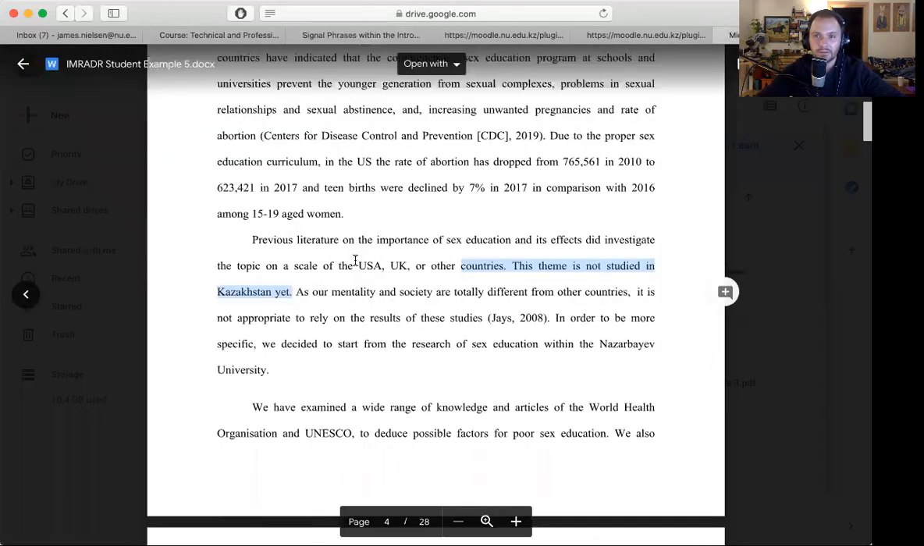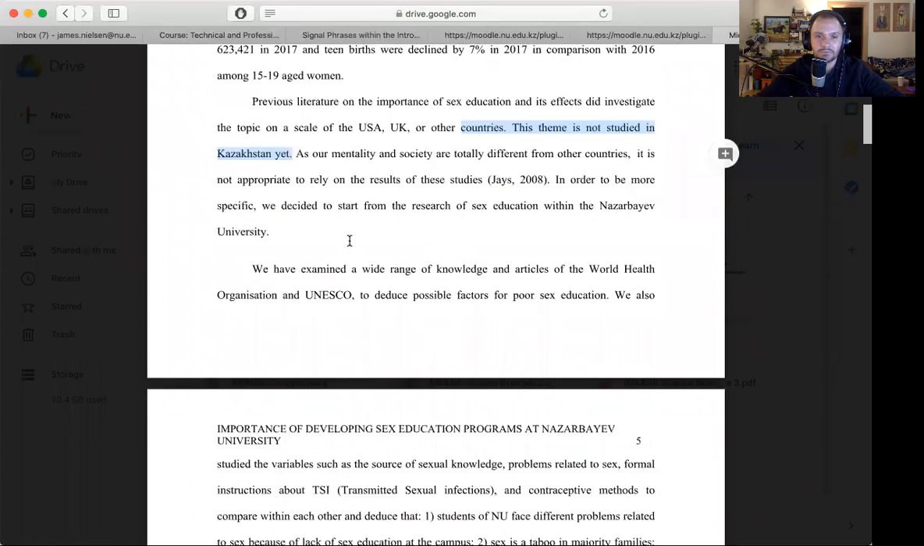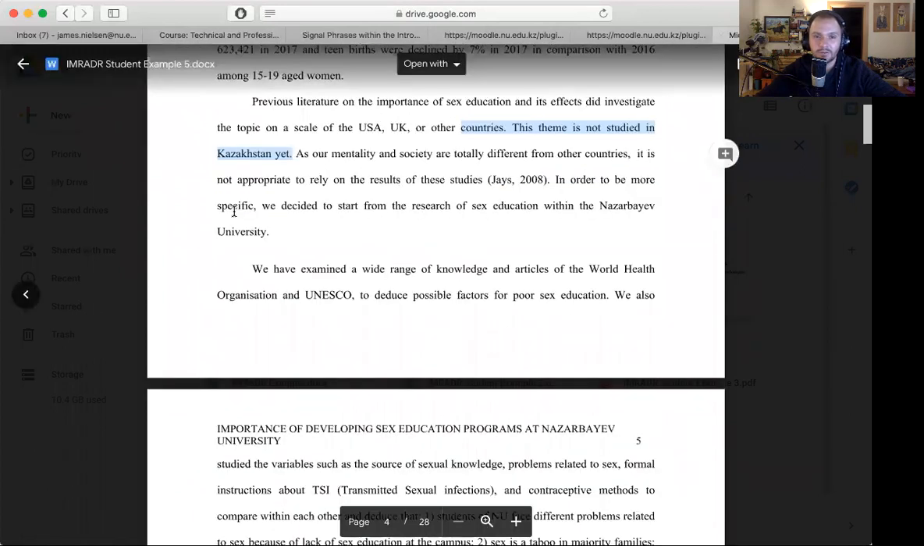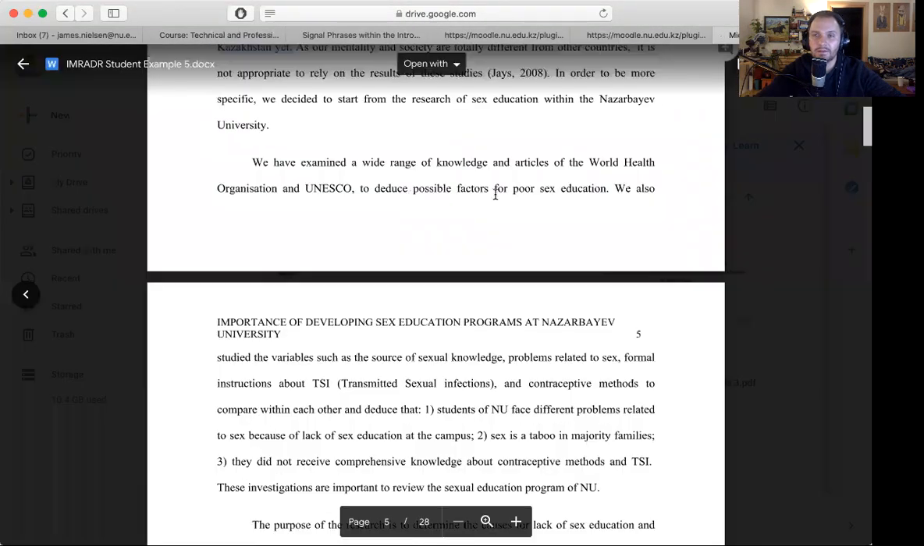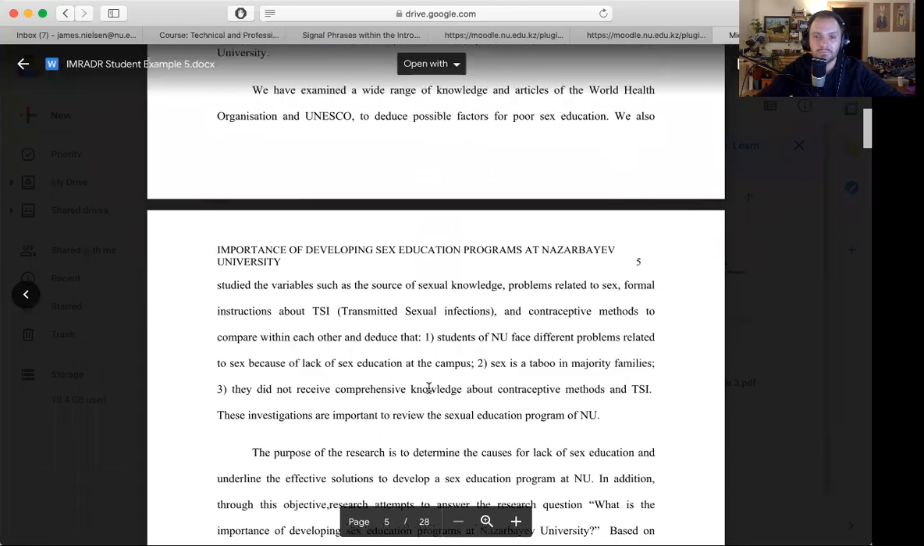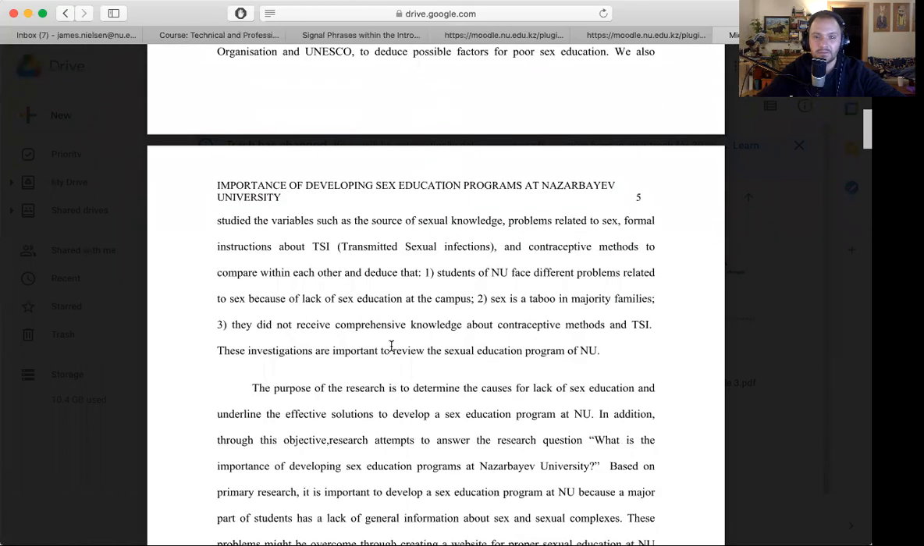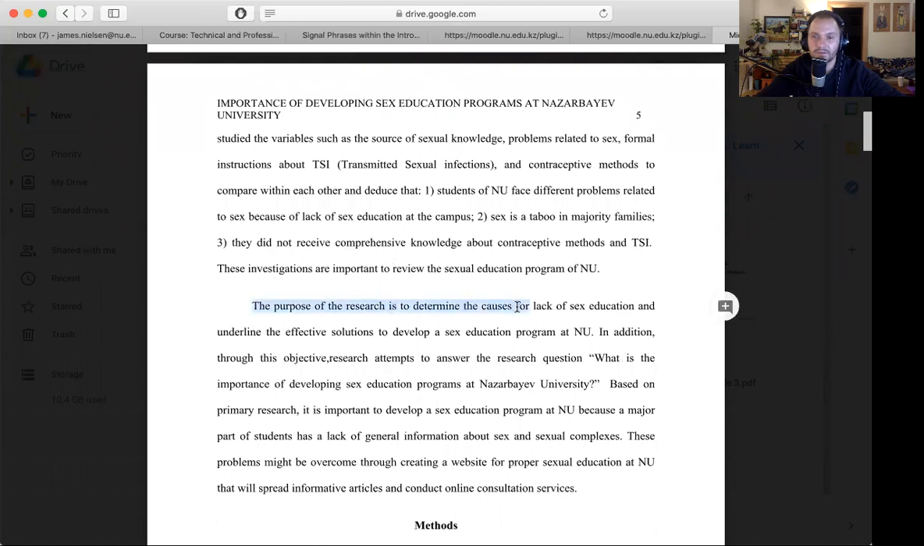So these guys actually did it a little bit out of order, so we'll come back to that. Let's see here. Right here. The purpose of the research is to determine the cause or lack of sex education and underline the effective solutions, right? Effective solutions. And then they end the sentence there and they add another sentence where they bring in their research question. It could all be done in one sentence. It's kind of up to you. I mean, there's leeway there.